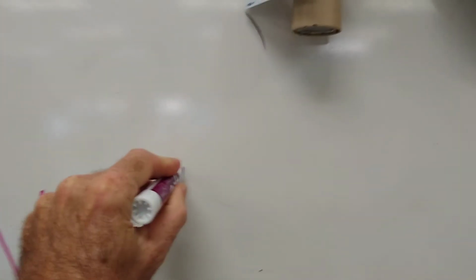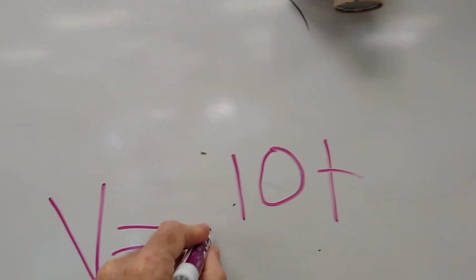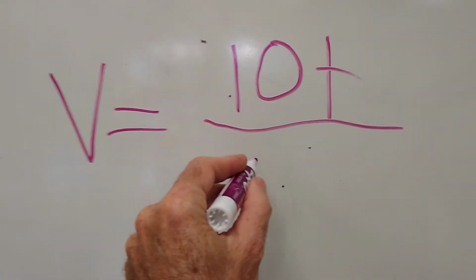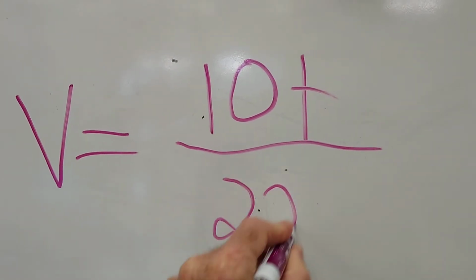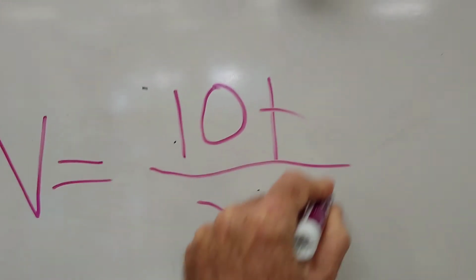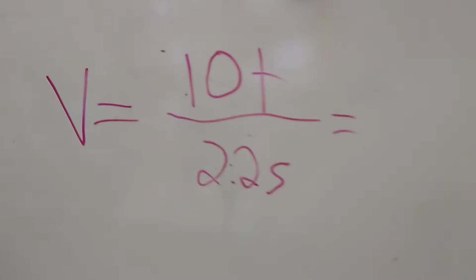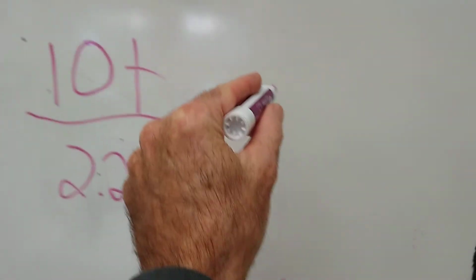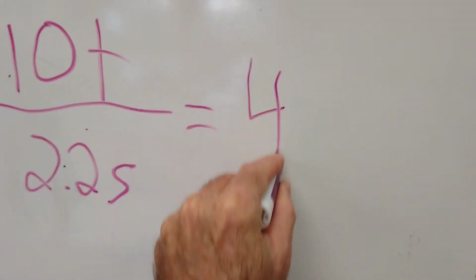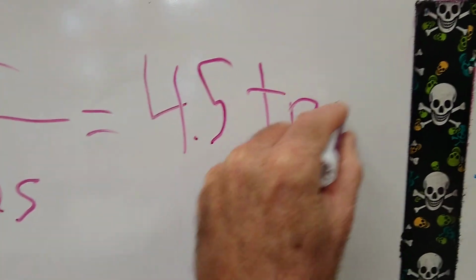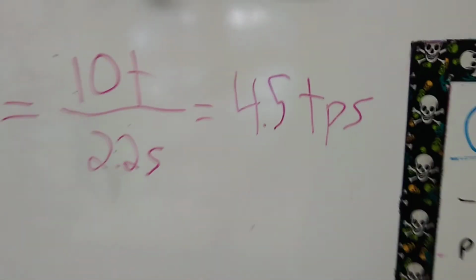To calculate the velocity of this car, it went 10 tiles. And I'm hoping that you calculated it at home somehow, although it may have been very hard for you to see. The time was 2.2 seconds. So you can now calculate the velocity of the car. 10 tiles divided by 2.2 seconds gives you 4.5 tiles per second. That is the velocity of the car.